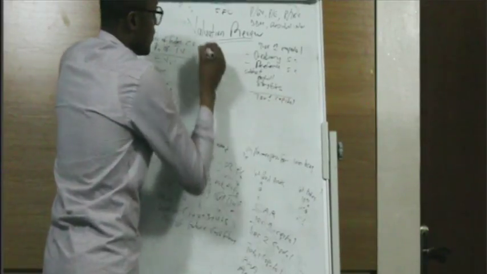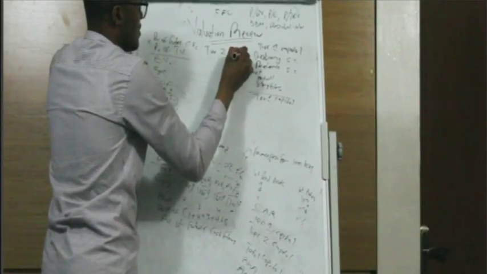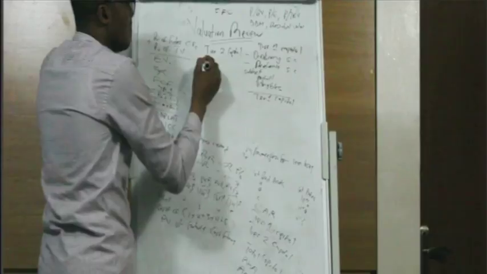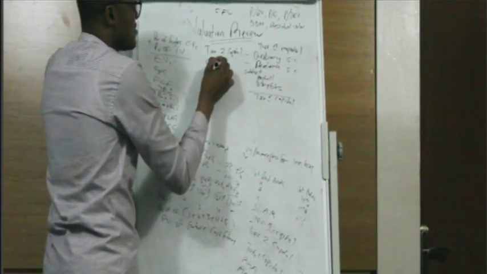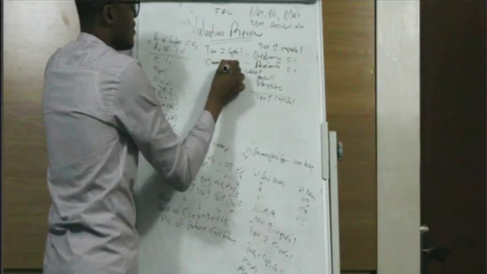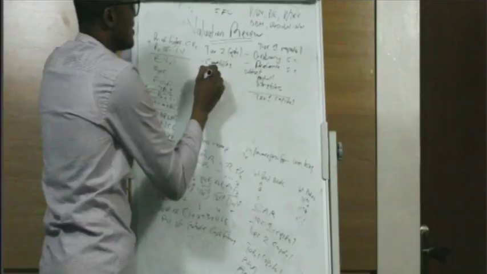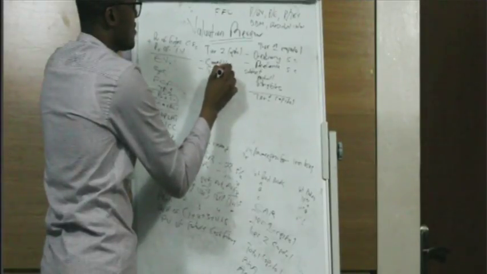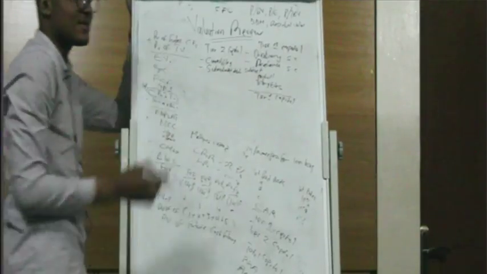For your tier 2 capital, you'd have convertibles. What else would you have under tier 2 capital? Say subordinated debt. All those kinds of fancy things are under tier 2 capital.